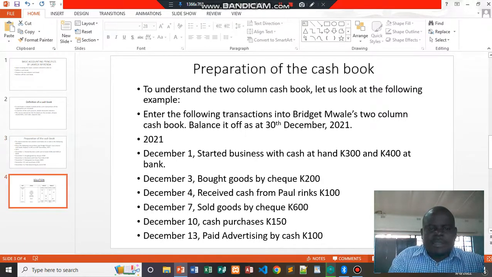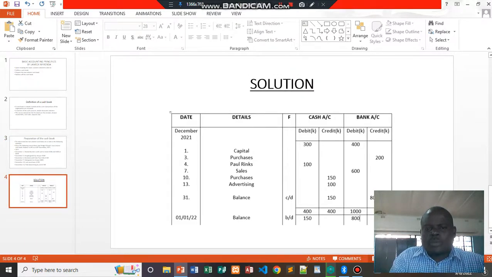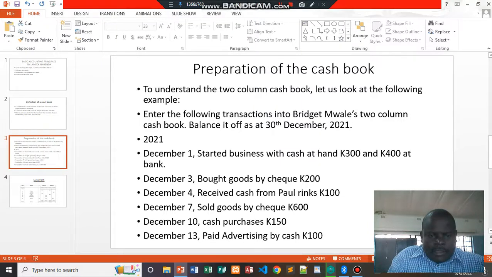So this transaction is supposed to be recorded in the details column. A narration is supposed to be indicated to say sales because the business was selling goods, and also the bank account is supposed to show receipt of this amount worth 600 kwacha. Then on 10th December, we are being told that the business had purchased some goods worth 150 kwacha.